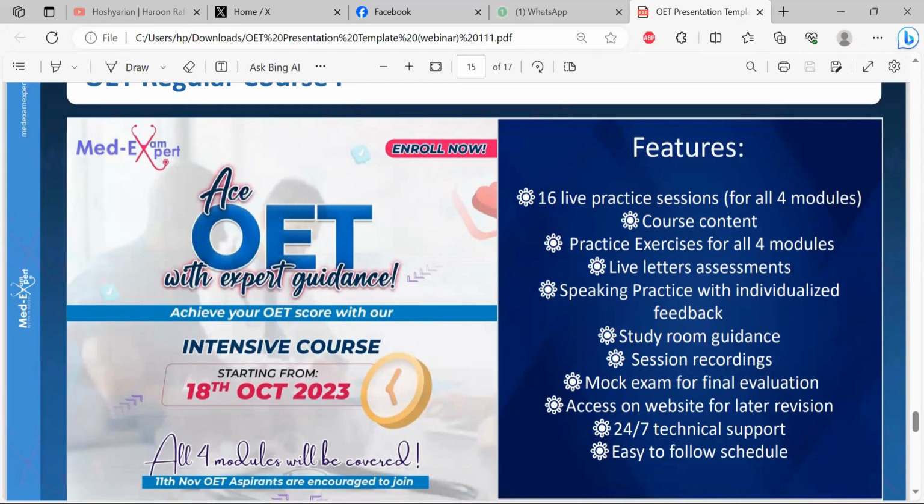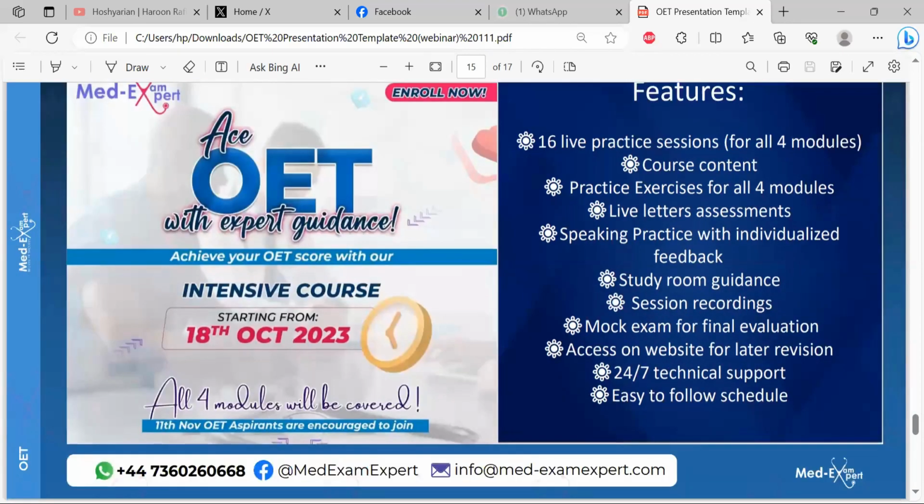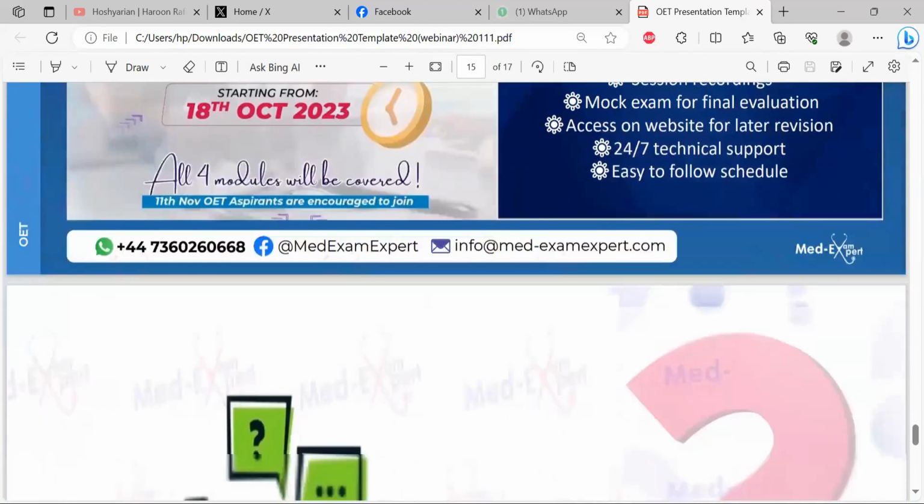So it is not only about the live session; you will be given session recordings as well, and then a mock exam for final evaluation. And for sure, the MedExam website is there, on which you can access a lot of study material, because nowadays students want updated letters to assess and practice something new. So don't worry, because on the MedExam website you will have the updated material for the OET exam as well, and 24/7 technical support and an easy-to-follow schedule.